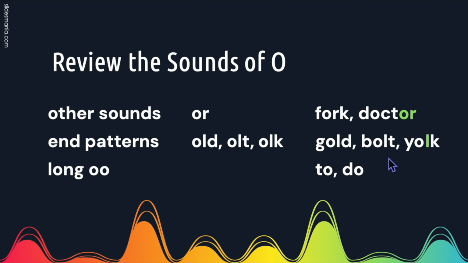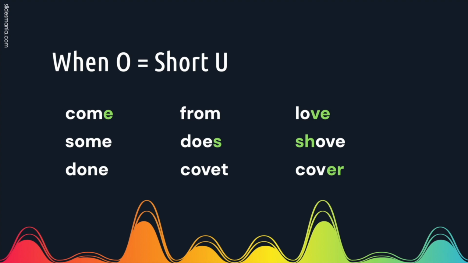If you have a root word ending in these patterns, it will have a long O sound, like in gold, bolt, and yoke. Notice the L in this word is silent. We have also learned about O having the long OO sound, like in to and do. If you're reading a word and you try both the long and short O sounds and you still don't recognize it, try a short U sound, like in come, some, and done.